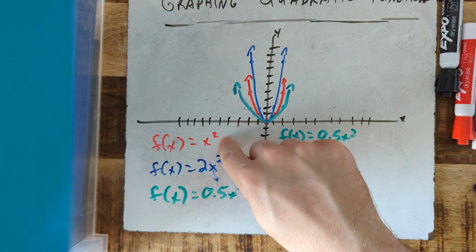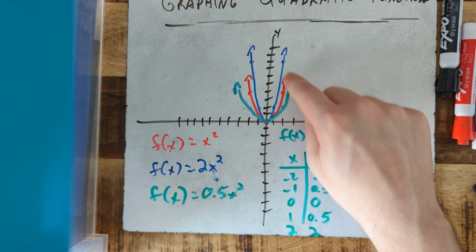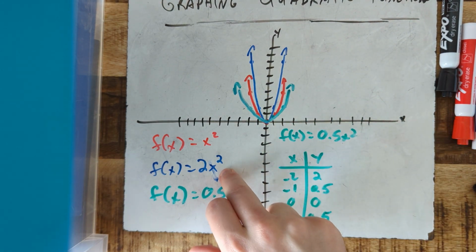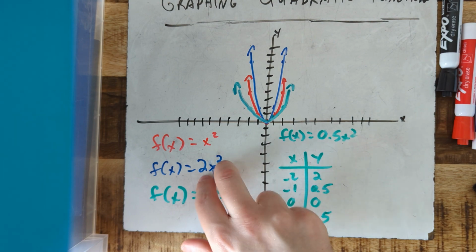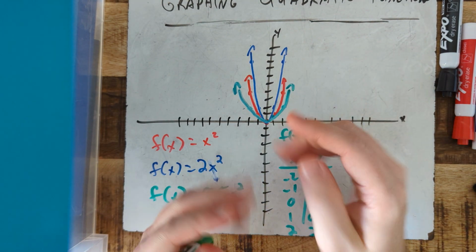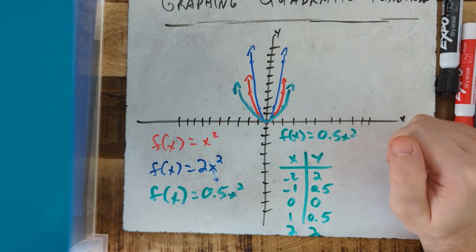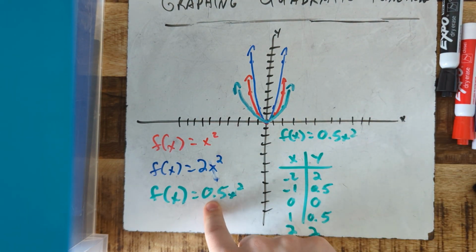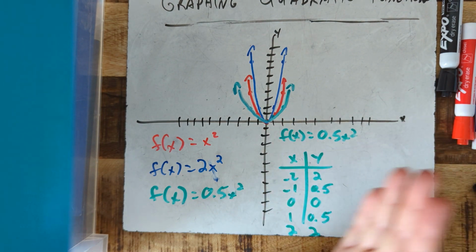So once again, our parent function is in red. That's our basic normal graph, quote unquote normal graph. When our number in front is more than 1, as the blue graph is, your graph is going to be narrower than our parent function, as you see here. And when it's less than 1, as it is in green, our graph is going to be wider.